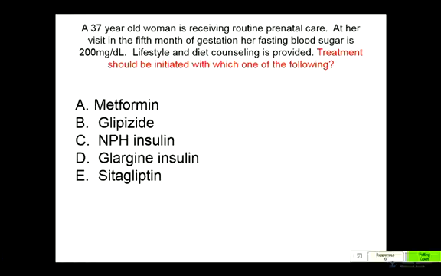So just a couple more questions left. A 37-year-old woman is receiving prenatal care. At her visit in the 5th month of gestation, her fasting blood glucose is 200. Lifestyle and diet counseling is provided. Treatment should be initiated with which one of the following?